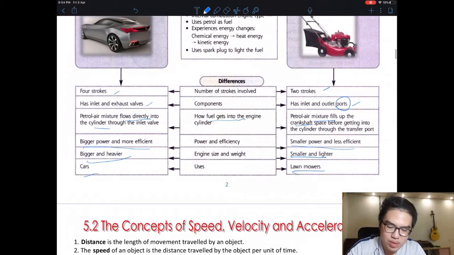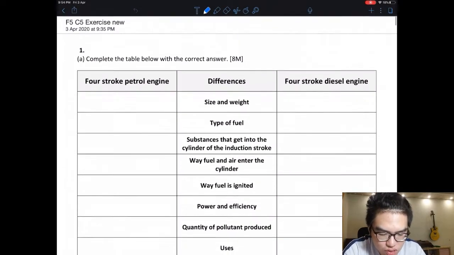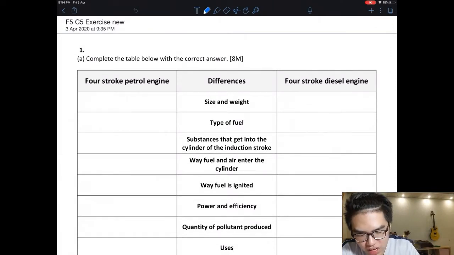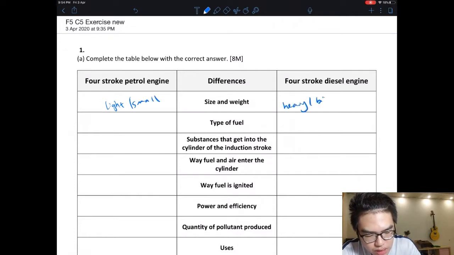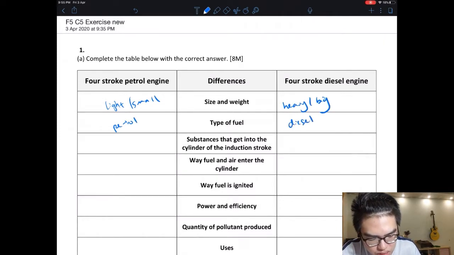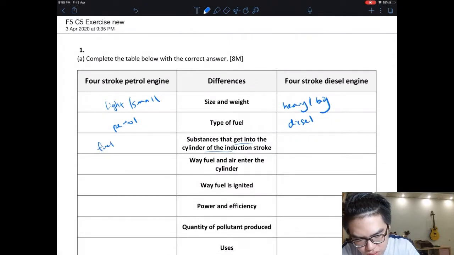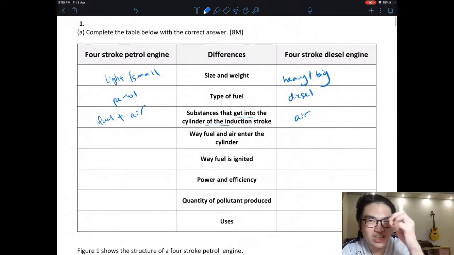So let's look at the exercise. Four-stroke petrol engine, this is what we just talked about. This is light and small. This is heavy and big. Type of fuel: petrol, diesel. Substance that gets into the cylinder during the induction stroke: this is fuel plus air. This is only air, and fuel is injected into it.